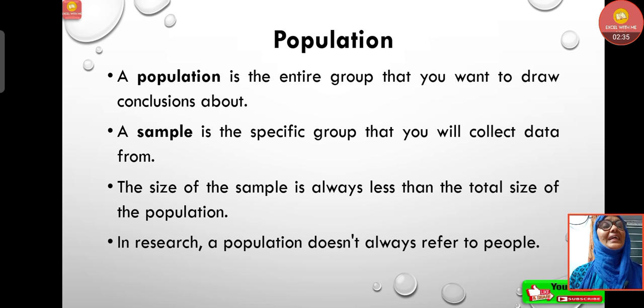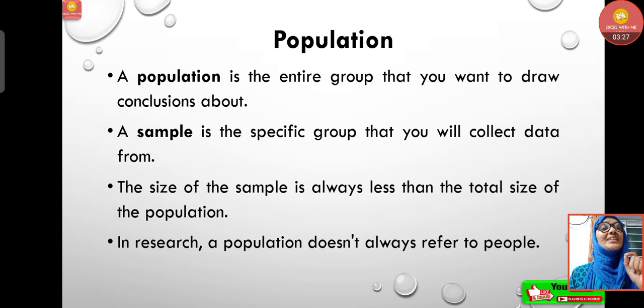Now, what is population exactly, literally? A population is the entire group that you want to draw conclusions about. What is a sample? A sample is a specific group that you will collect data from. Now, what is the size? Even among senior secondary school students, you can choose one particular class only, maybe 11th standard or 12th standard. That's your choice. The size of the sample is always less than the total size of the population. Obviously, we cannot take all the 11th class students or all the 12th class students, or both 11th and 12th, out of 10 schools. We have to be specific with the size of the sample.